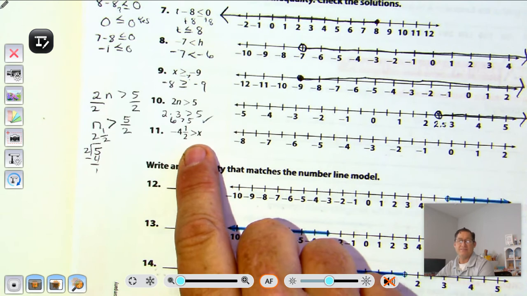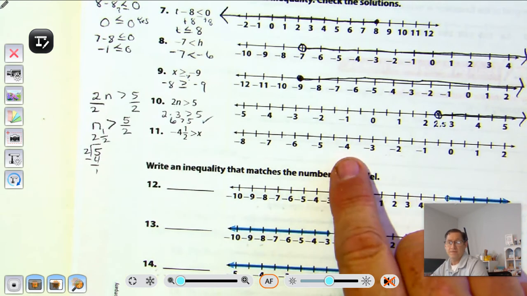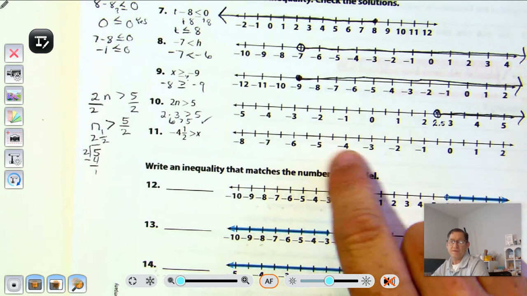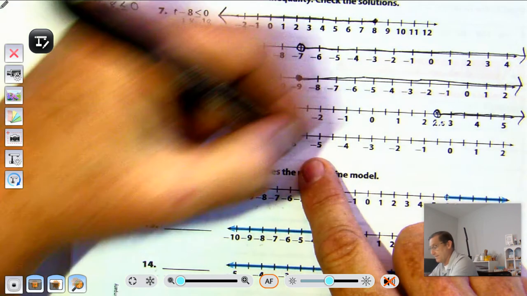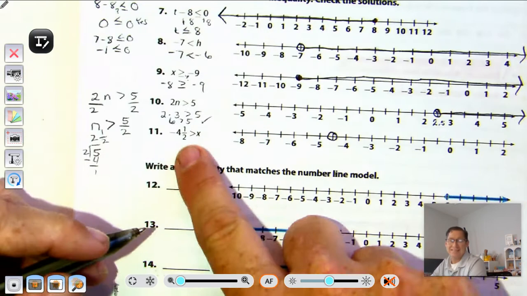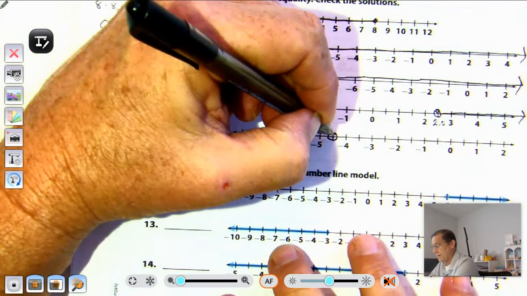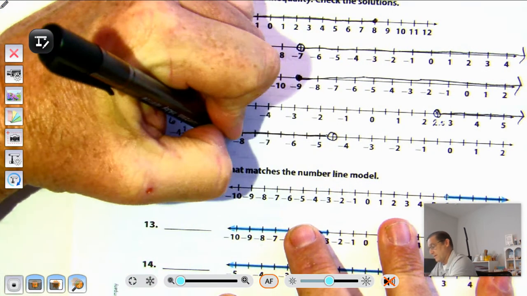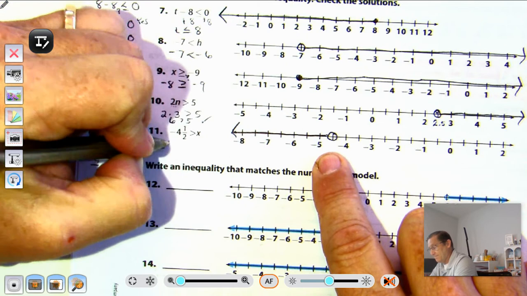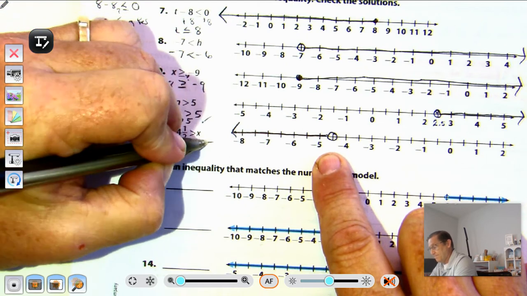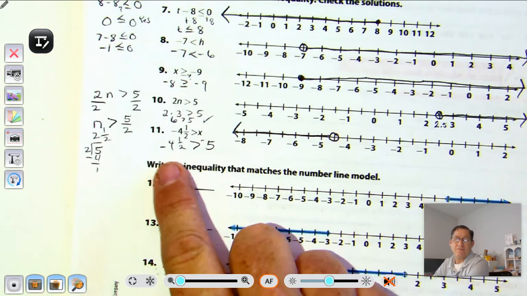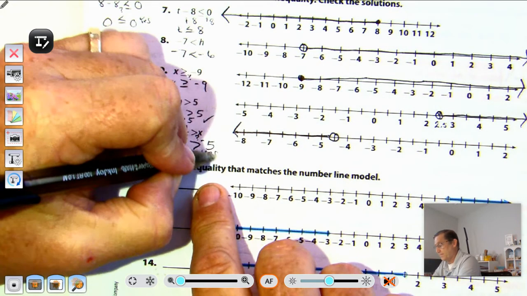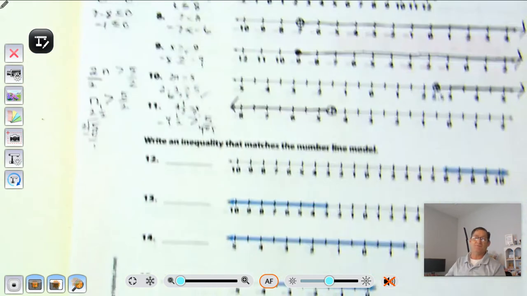And finally, x has to be less than -4.5. So here's -4. And so -4.5 would be in between -4 and -5. And it says less than that. So -4.5 will not be a solution, and we're going to go to the left. So is -4.5 greater than -5? Yes. Okay, so everything to the left will make that true.